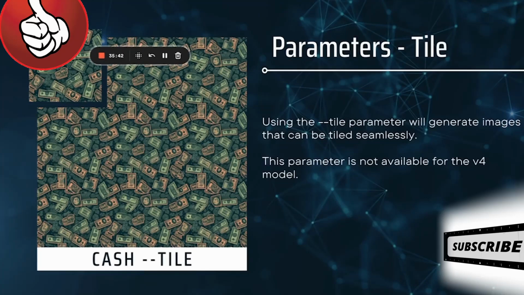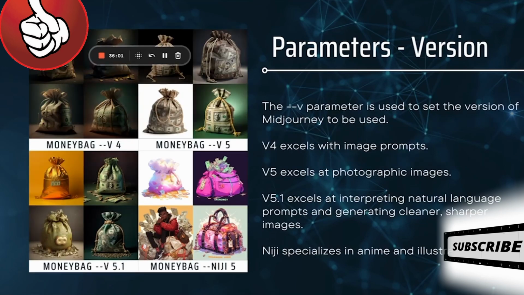Okay, now let's talk about the tile parameter. Using the --tile parameter will generate images that can be tiled seamlessly. This parameter is not available for the V4 model, so keep that in mind. The --tile, cool. You can see it right there over on the left.